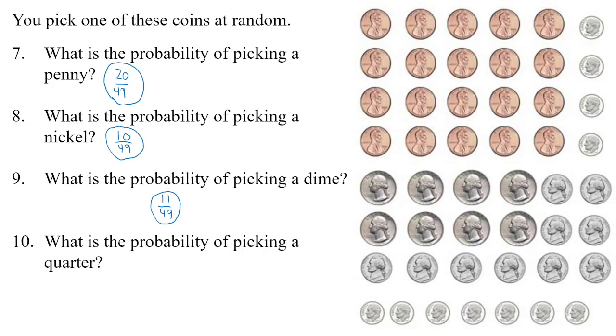Finally, what is the probability of picking a quarter? So there are 8 quarters out of 49. It doesn't reduce, therefore it is indeed 8 out of 49.